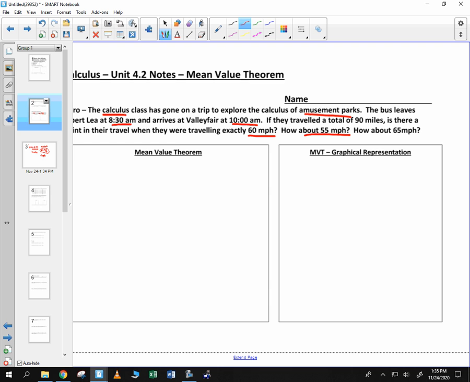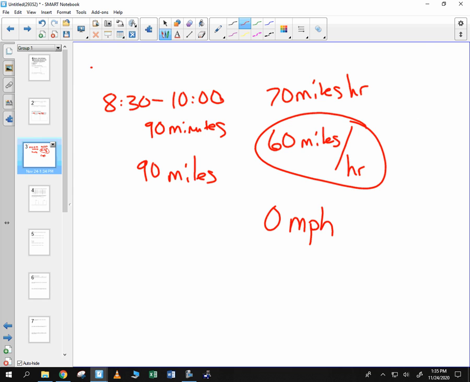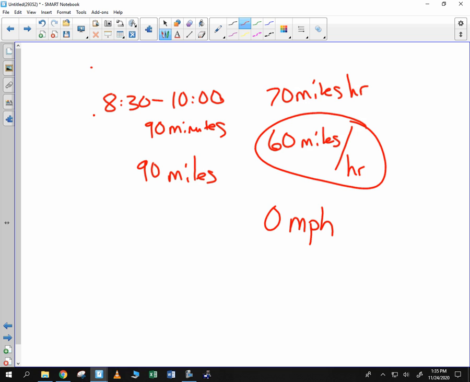The next question says, is there a time when we must be going exactly 55? Well, if you take into consideration that the vehicle is going to have to start at 0 miles per hour and eventually get up to that 60, it would make sense that you would have to cross 55. We would say that this is continuous. You have to cover every value in order to get to that 60.